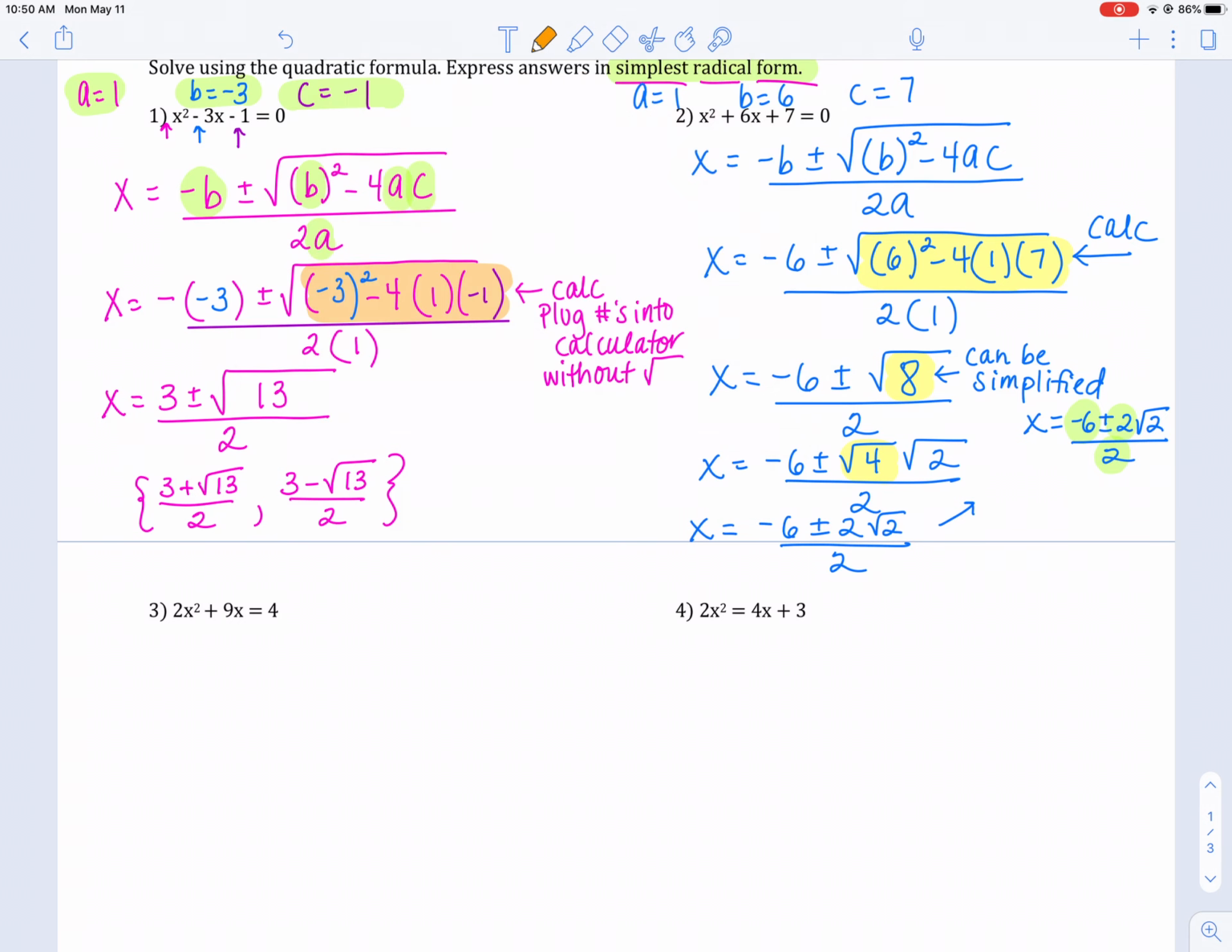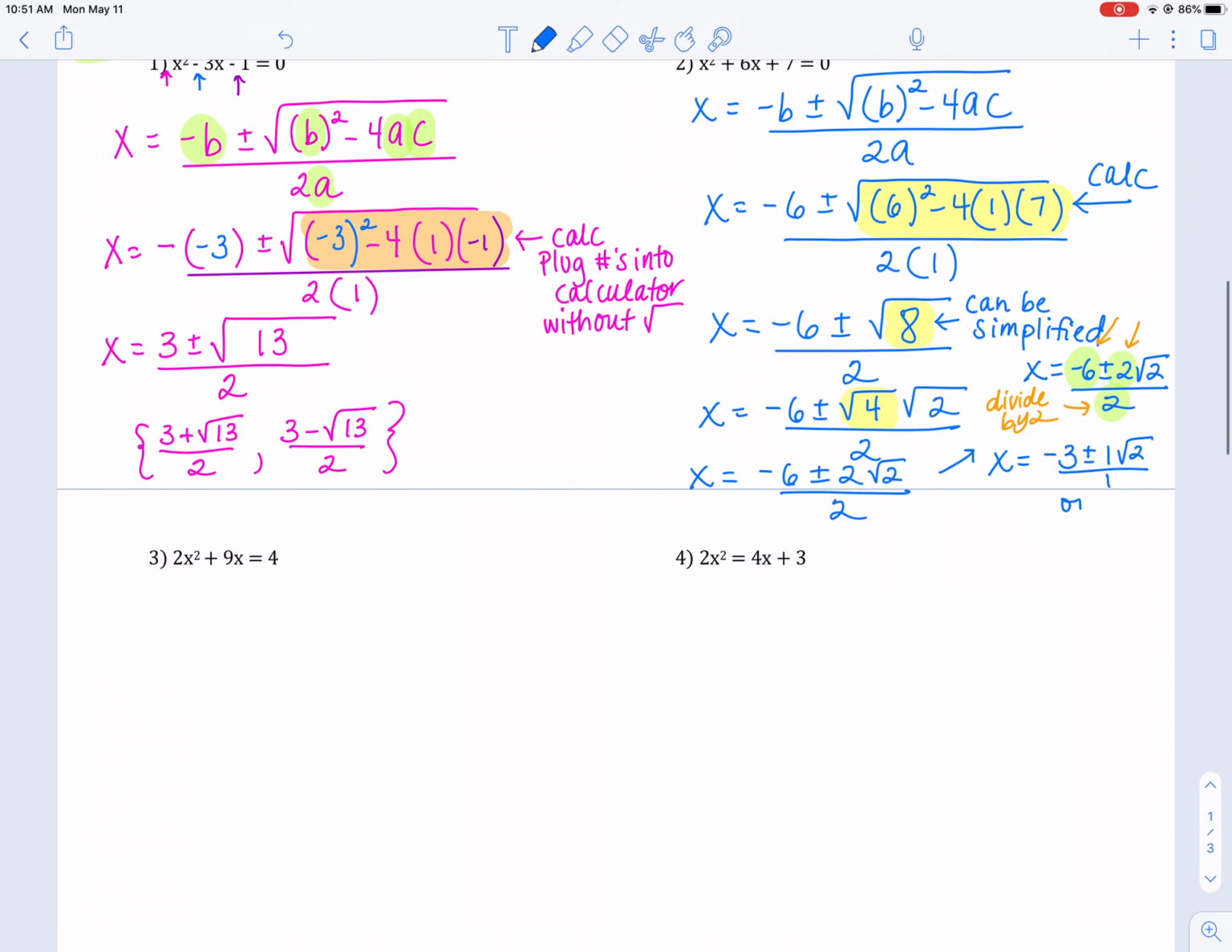So if I divide each of these by 2, okay, I'm going to make a little note. This one, this one, this one. Divide by 2. I get x equals negative 3 plus or minus 1 radical 2 over 1. Now, how else can I write that?